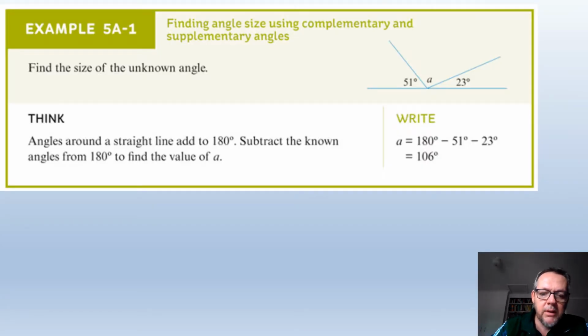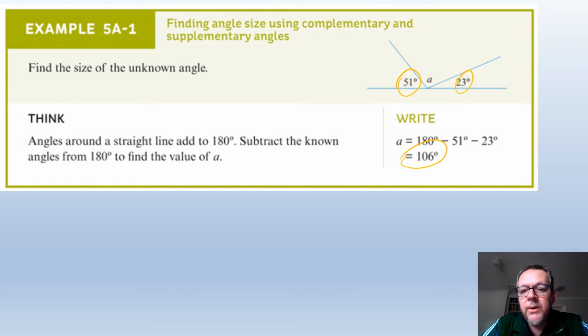So let's have a look at a few problems, and we'll do them together. So if we want to find the size of an unknown angle, what do we have here? We know that they all must add up to 180 degrees. So I know that 180 degrees minus that and minus that should equal the value of A. And so 180 take 51 take 23 is 106, and therefore that's the value of A.